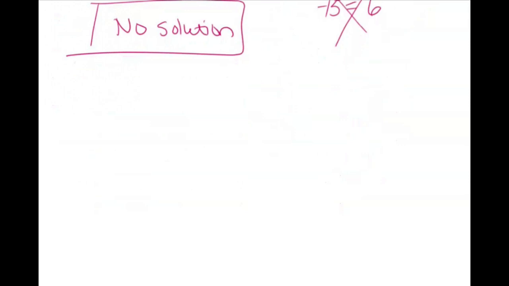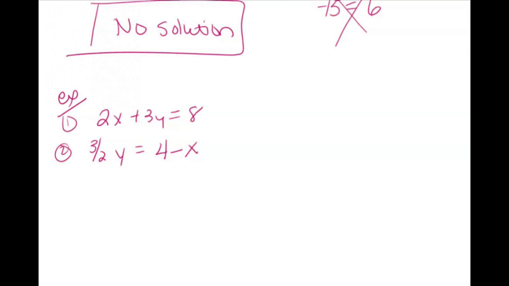In contrast to that, what if we had this system: 2x plus 3y equals 8 and 3/2 y equals 4 minus x? Ooh, this one's so nice. I got a little fraction in there. Don't you guys love that? Okay, so we can deal with the fraction if you want, or in this case, it might be easier to solve the second equation for x. Why don't we do that?